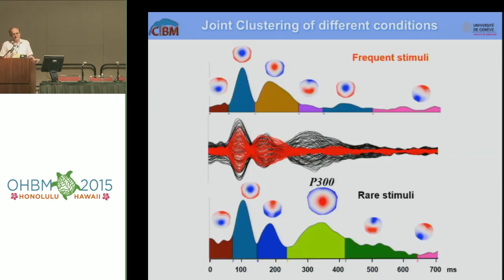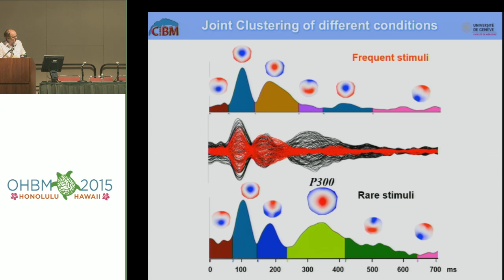This is the application of this k-means cluster analysis to 2 conditions, in this case to the frequent and rare stimuli that I showed you in the beginning. On top, for the frequent stimuli, is the evoked potential global field power curve, and in color are labeled the different segments, the different map topographies, for the frequent and for the rare stimuli. You see right away that there is a period here where the two conditions clearly differ. They differ in terms of amplitude of maps, of global field power, but mainly they differ in terms of configuration of the maps.